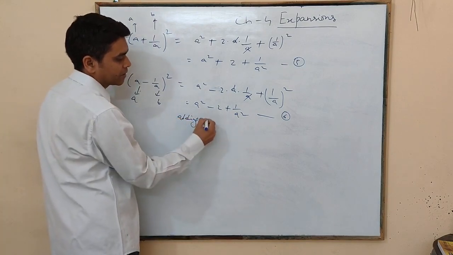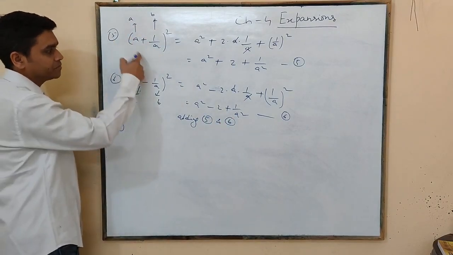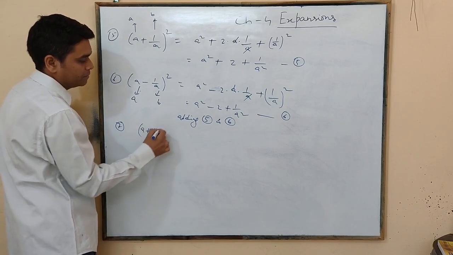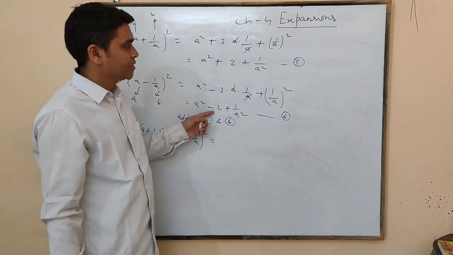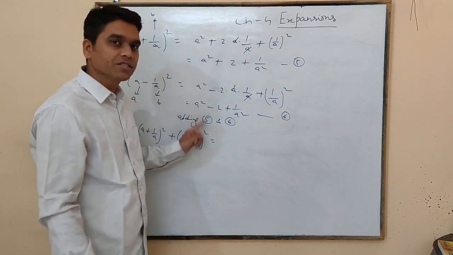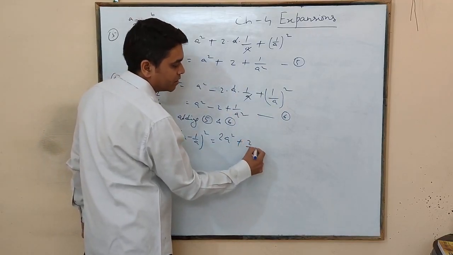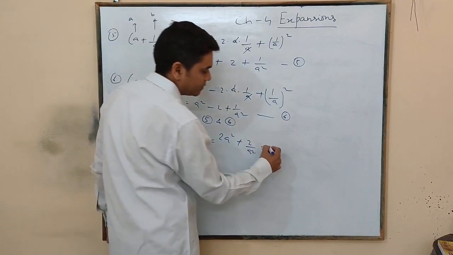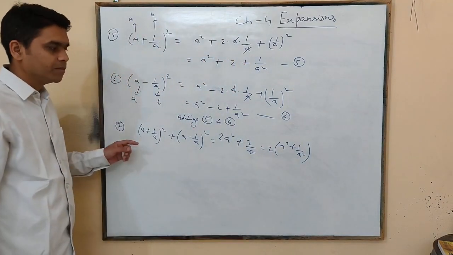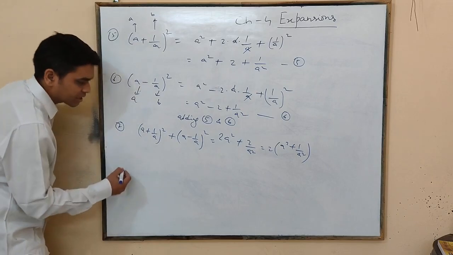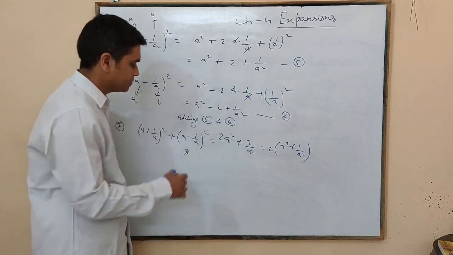Now adding 5 and 6. So formula number 7 is what? Now add these two equations. Plus 2 and minus 2 will be cancelled. a square plus a square is 2a square. 1 upon a square plus 1 upon a square is 2 upon a square. Take the 2 common. So 2 times a square plus 1 upon a square. This is formula number 7. Now check the last formula. Formula number 8. Now subtract equations 5 and 6.